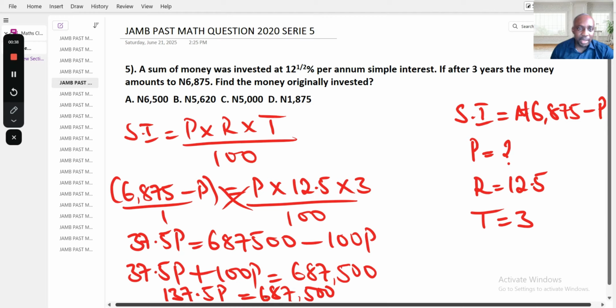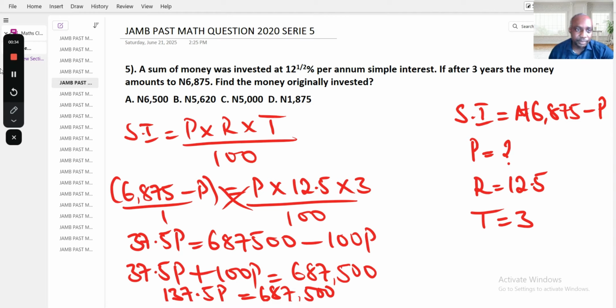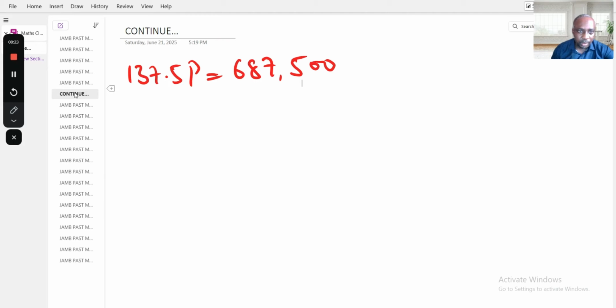Let me open another page for this one. Yes, like I said, let's move to the next page. I don't want to clean this space up. This space is filled up. Let's go to the next page.